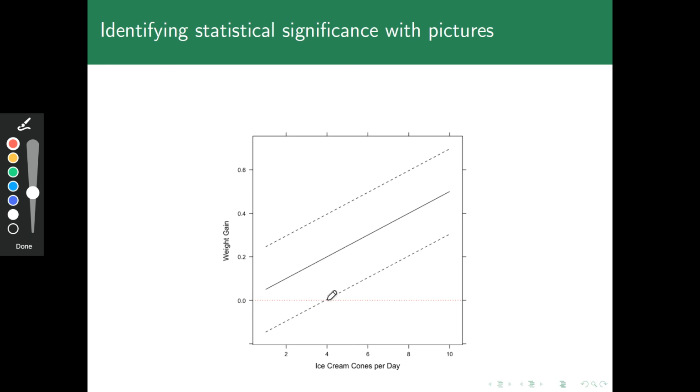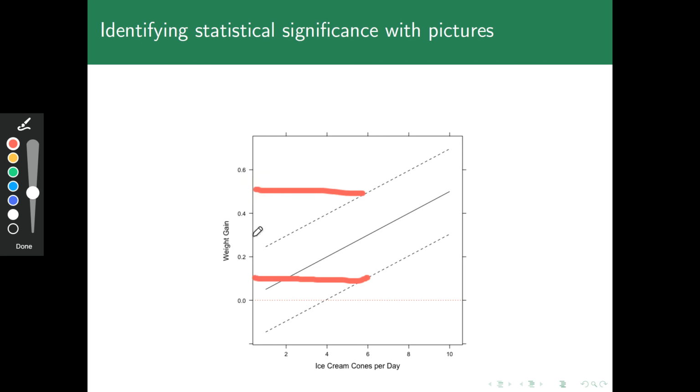However, after ice cream cone 4, that is from here to here, this confidence interval thing, this dashed line that I'm highlighting right now, is above 0. That means at, let's say, 6 ice cream cones, let's follow it up, you could gain between this much weight and this much weight.